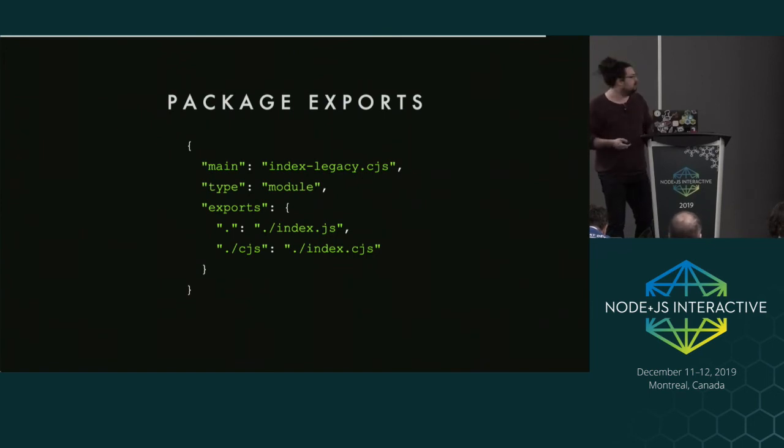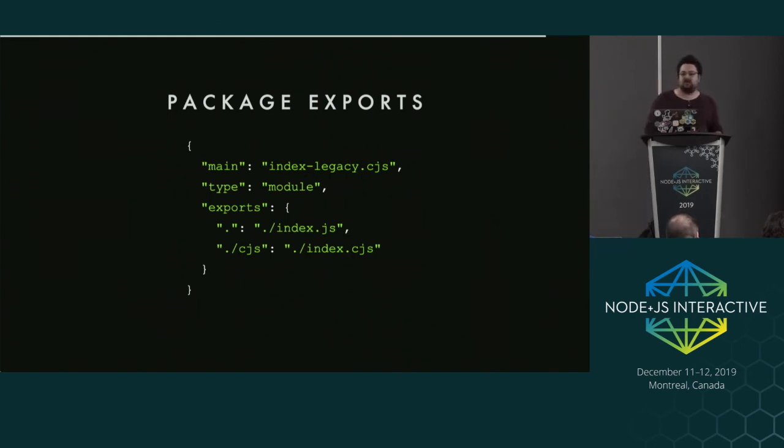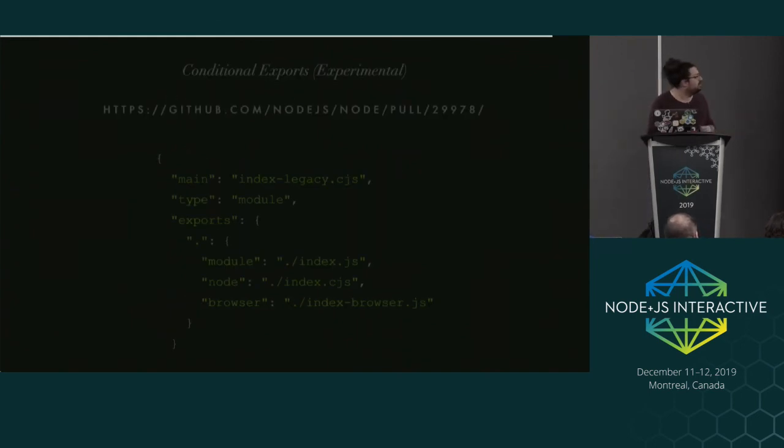You'll also notice that there is a main here. That main will get shadowed by the dot. In a version of Node that uses exports, it will never load the main. But what the main does allow you to do is have legacy support for versions of Node that are pre-exports. So you can transpile a version of your package that will work on older versions of Node, throw that entry point into the main, and now you can support both new Node and old Node.